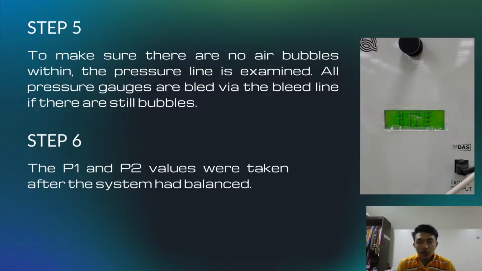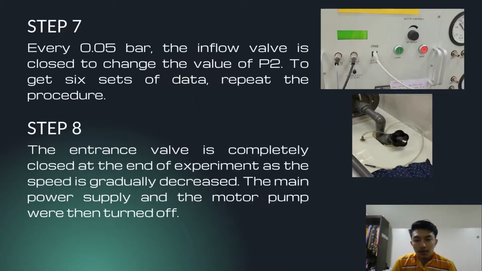Next is step 5. To make sure there are no air bubbles within, the pressure line is examined. All pressure gauges are bled via the bleed line if there are still bubbles. Step 6. The P1 and P2 values are taken after the system has balanced. After that, step 7. Every 0.05 bar, the inflow valve is closed to change the value of P2. To get 6 sets of data, repeat the procedure.